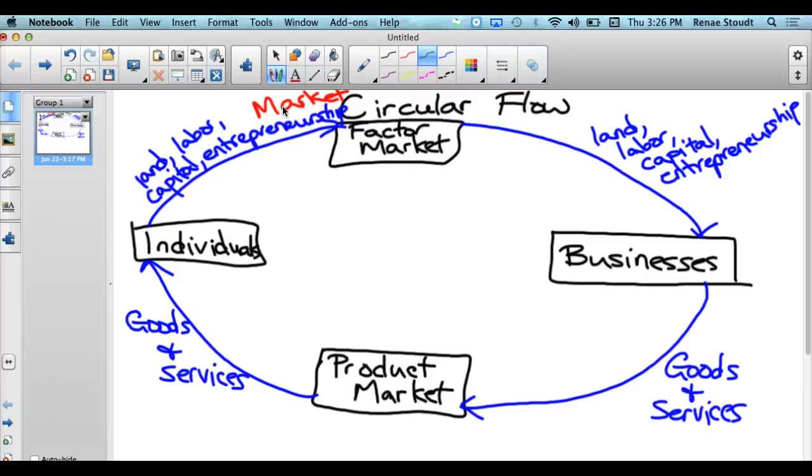So for example, starting with the individuals, if you go to Best Buy to buy a TV, they're not going to let you walk out of the store without paying for that TV. So individuals have to pay the product market a price for whatever that good or service is.